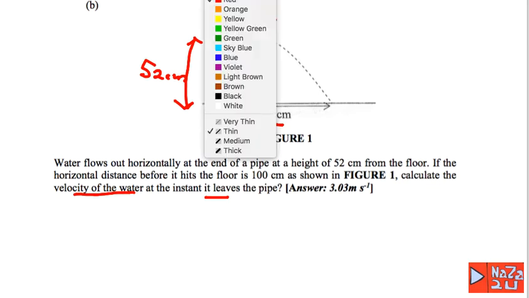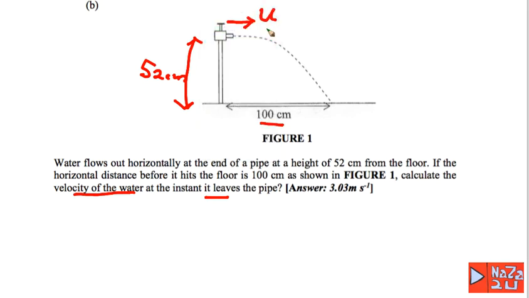because the direction of the velocity is horizontal. Here we have only ux, no velocity in the vertical direction, or uy. The information given by the question is 52 centimeters high, and the horizontal distance is 100 centimeters.